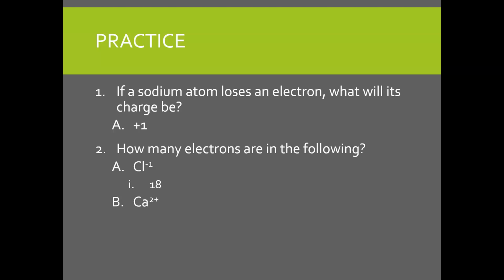Similarly, if you find calcium, you see that calcium normally has 20 electrons, but a 2+ means that it lost 2, so it also now has 18 electrons. This is to show you that electrons do not determine what type of element you have. Both Cl-1 and Ca2+ have 18 electrons but are still separate elements. It is only protons that determine the element that you have.